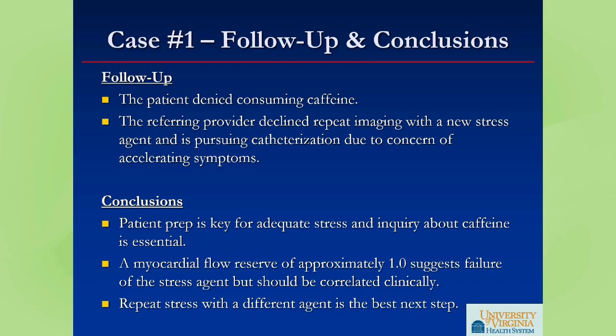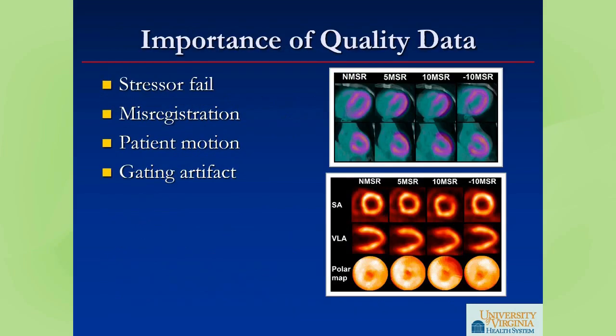So in conclusion, patient prep is key for adequate stress, and inquiry about caffeine is essential. A myocardial flow reserve of approximately 1.0 suggests failure of the stress agent, but should be correlated clinically. And repeat stress with a different agent is the best next step. This was a fairly recent case, so that patient has not had their angiography yet. It really wouldn't surprise me if it went either way here. This patient may very well have significant coronary disease, but I suspect that the reason we didn't see any increase in flow reserve was due to failure of the stress agent.